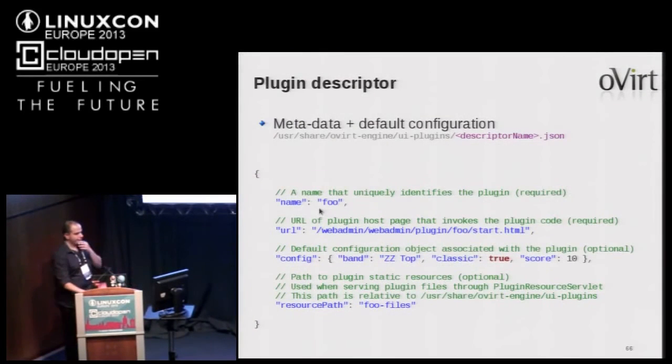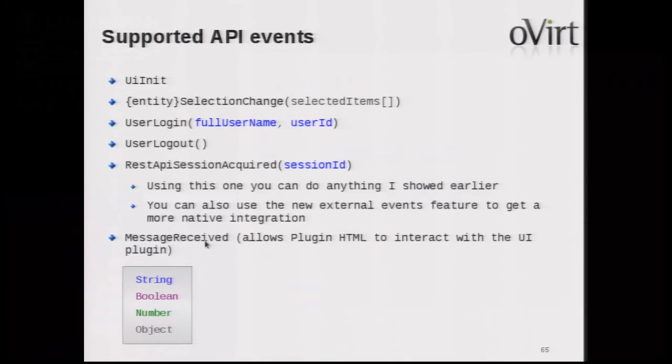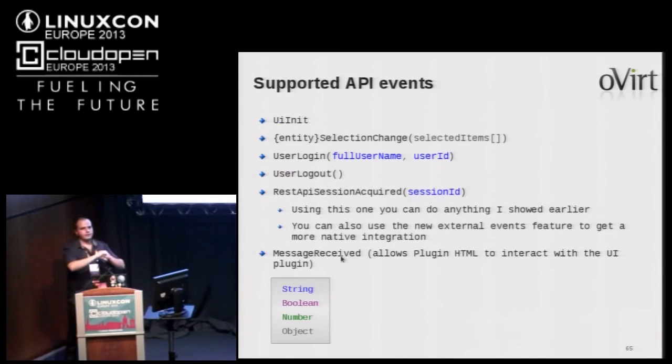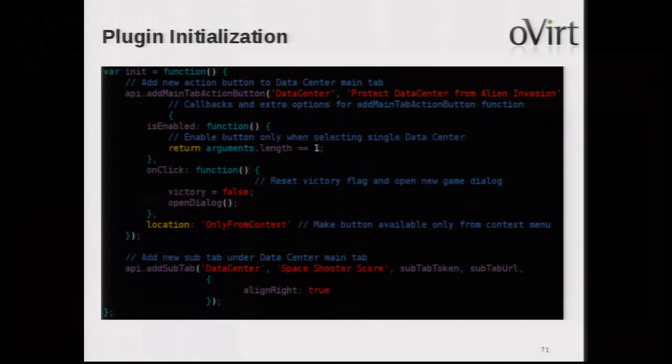Okay. What I meant is one of the events is message received. It's a way for a new dialog to switch messages between the dialog and the engine infrastructure. So basically, what we did here is that the dialog sent a message to the UI plugin telling it that I won. And that's what happened in here. If I show you the code for that, again, very simple.